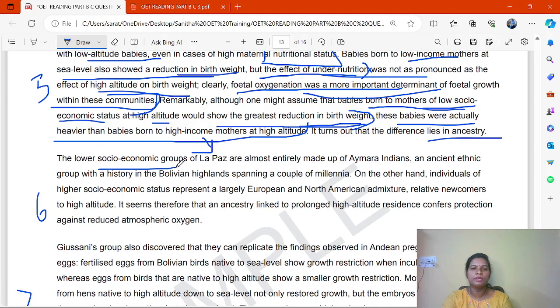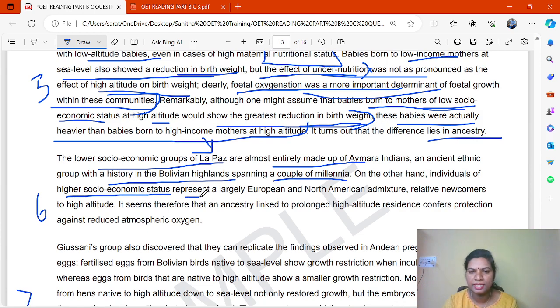The lower socioeconomic groups of La Paz are almost entirely made up of Aymara Indians, an ancient ethnic group with a history in the Bolivian highlands spanning a couple of millennia. On the other hand, individuals of higher socioeconomic status represent a largely European and North American population, relative newcomers to high altitude. It seems, therefore, that an ancestry linked to prolonged high altitude residence confers protection against reduced atmospheric oxygen.